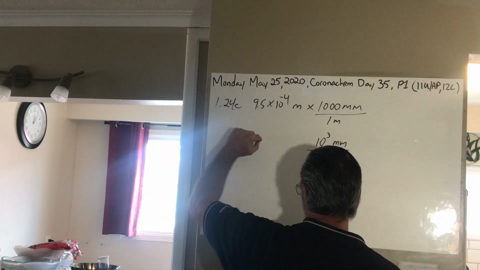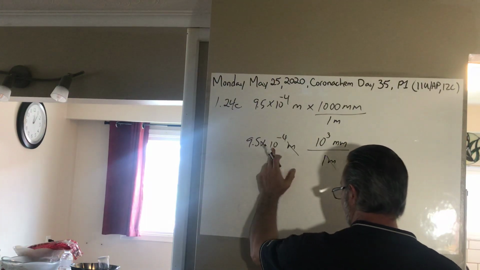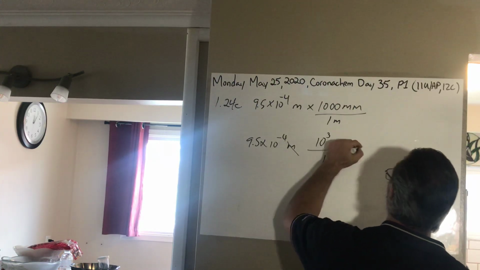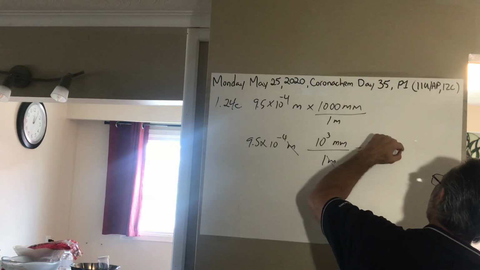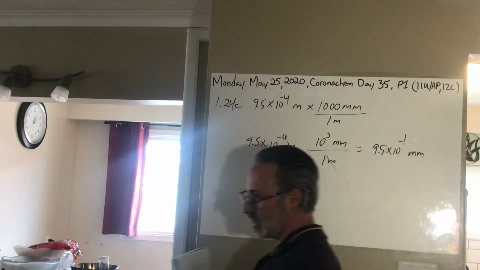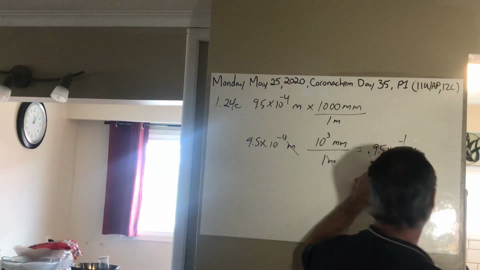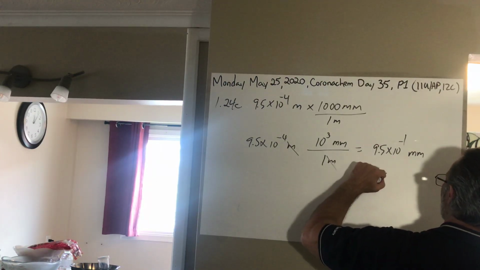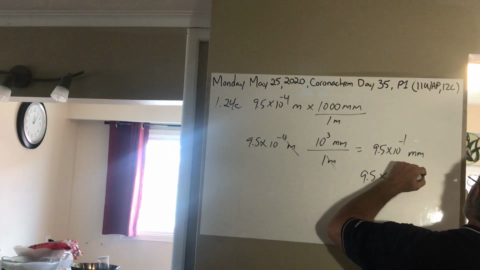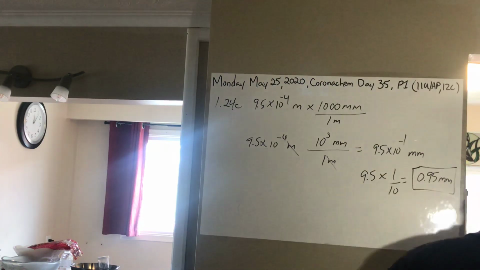Let's rewrite the part we're working on. So that allows us to cancel meters. 10 to the minus 4 times 10 to the positive 3 is going to give you 10 to the minus 1. So your answer is going to be 9.5 times 10 to the minus 1 millimeters. But they said they don't want exponents in the answer. What's 10 to the minus 1? It's 1/10. So 9.5 times 1 over 10 gives you 9.5 over 10, which is 0.95 millimeters. Final answer.